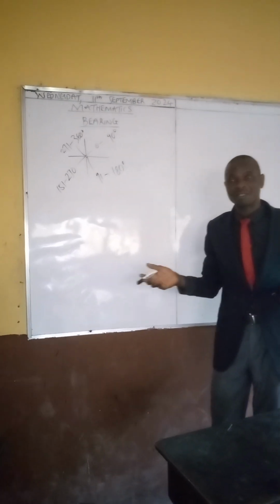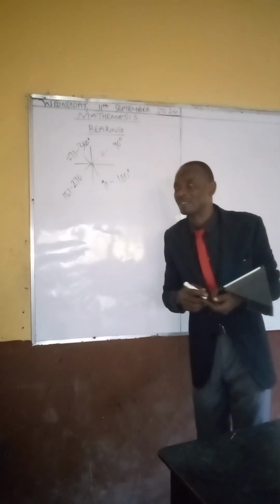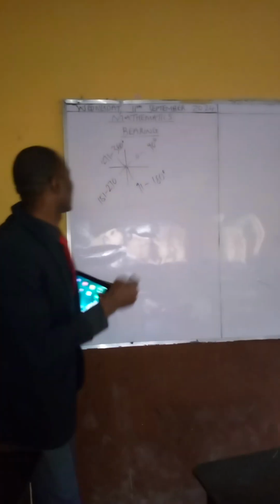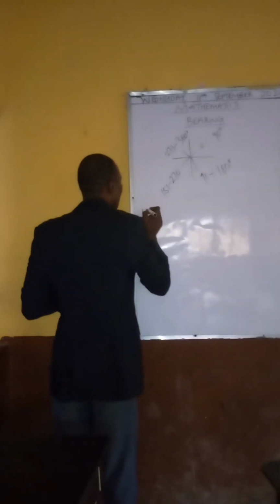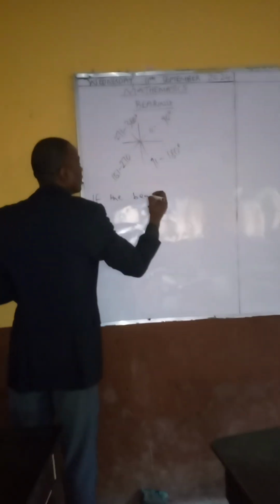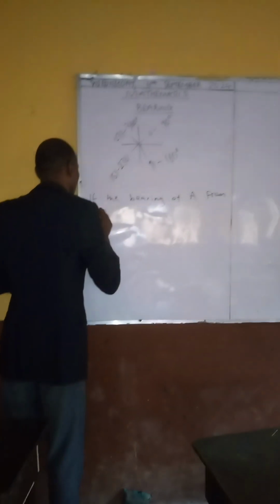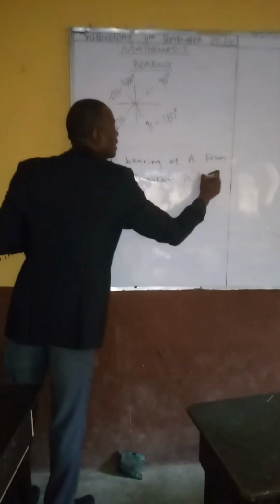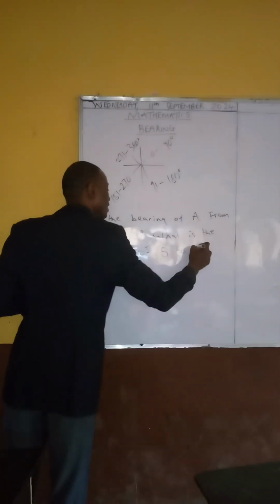Now, what I'm going to talk about is the very beginning point of bearing. Take for example, if the bearing of A from B is 72 degrees, what is the bearing of B to A?